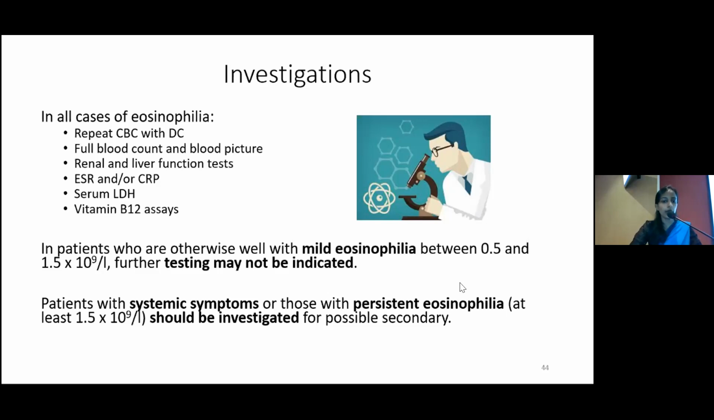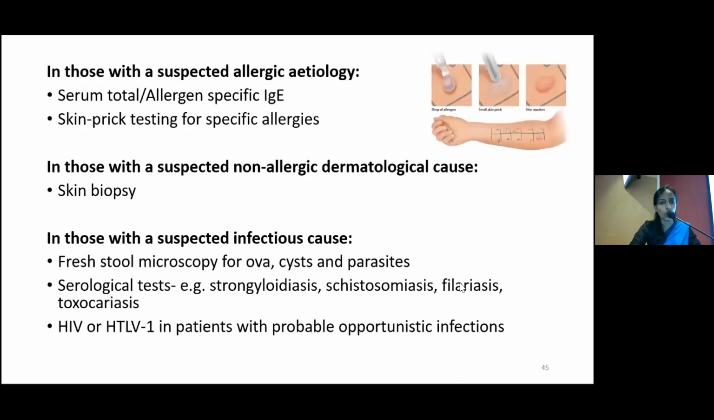So if a patient is asymptomatic and otherwise healthy with mild eosinophilia, further testing might not be indicated. But if a patient is having systemic symptoms or an eosinophil count above 1,500 per microliter, those patients should be aggressively evaluated for a secondary cause. So if an allergic etiology is thought of, serum total and allergen-specific IgE levels should be done, skin prick testing, and if a non-allergic dermatological cause is thought of, skin biopsy would be helpful.